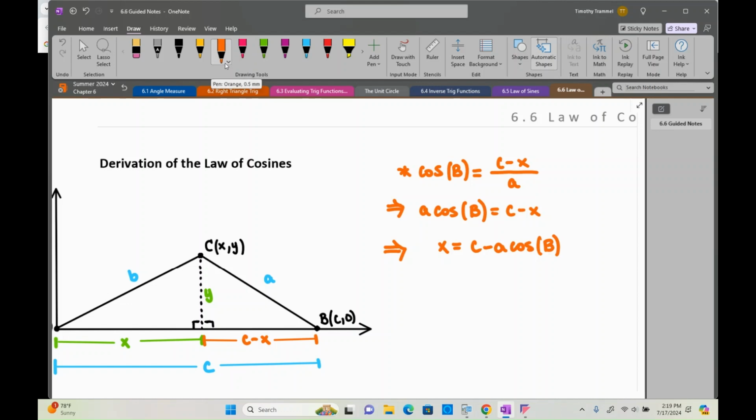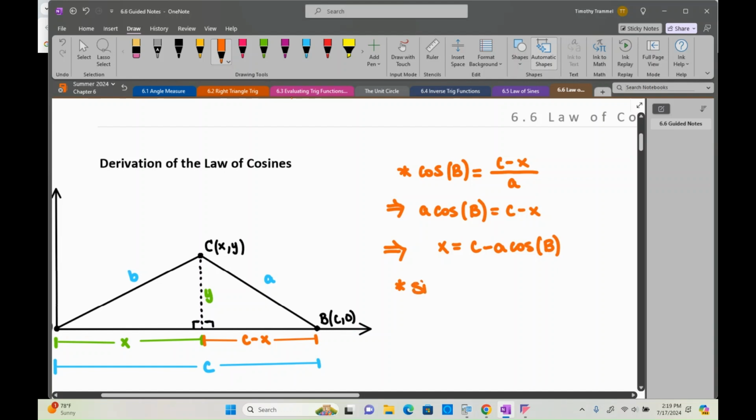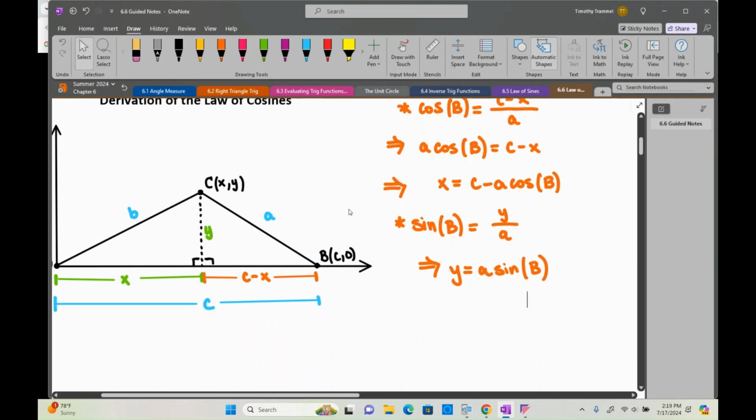Let's see if we can come up with another one here. This time I'm going to look at sine of B. So sine should be opposite over hypotenuse. Our opposite side is y and our hypotenuse is a, so it's just y over a. This one's going to be a lot easier to solve for y. We just need to multiply each side of the equation by a, and so we get y equals a sine of B. Specifically, that's little a and big B, or capital B. All right, so now we have those two equations.